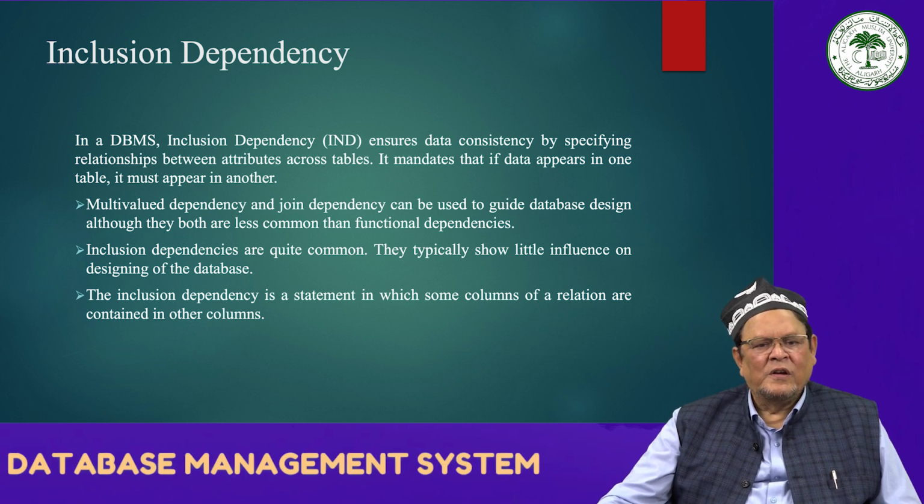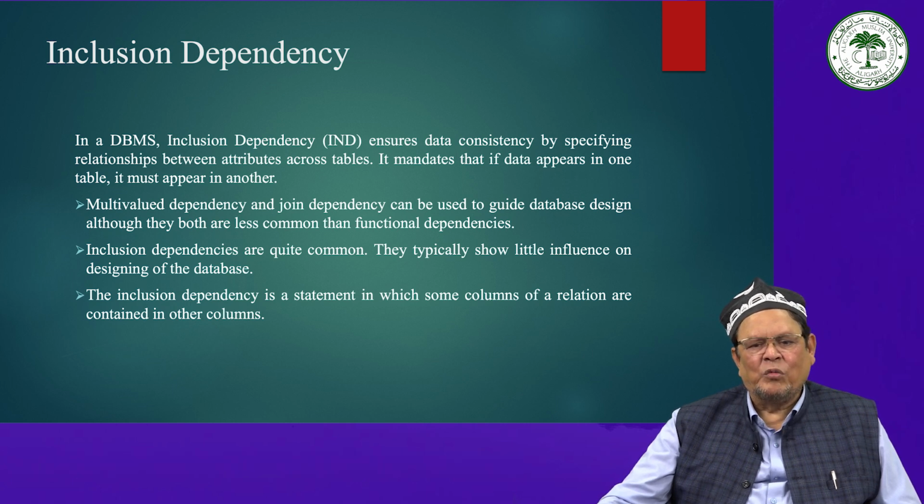For example, in a scenario where one table lists employees and their departments, an inclusion dependency ensures that every department mentioned must exist in the other table. This maintains accuracy and reliability, contributing to database integrity. The inclusion dependency is a statement in which some columns of a relation are contained in other columns.